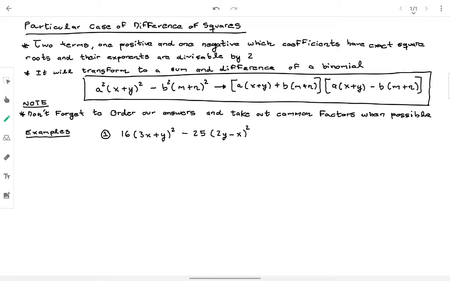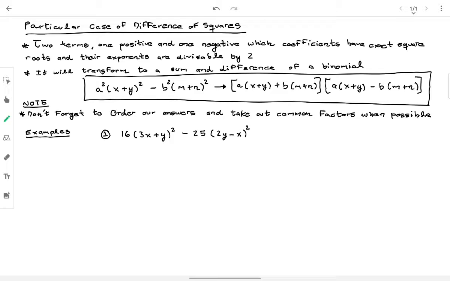Today we will continue with the topic of difference of squares, but today we are going to see one particular case of difference of squares. To identify it, of course, it must have two terms, one positive and one negative, whose coefficients have exact square roots. Remember, coefficients are numbers, and their exponents are even, or divisible by 2, because to get the square root of an exponent, we need to divide it by 2.